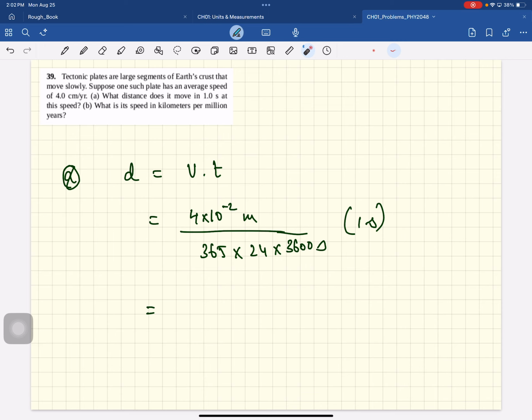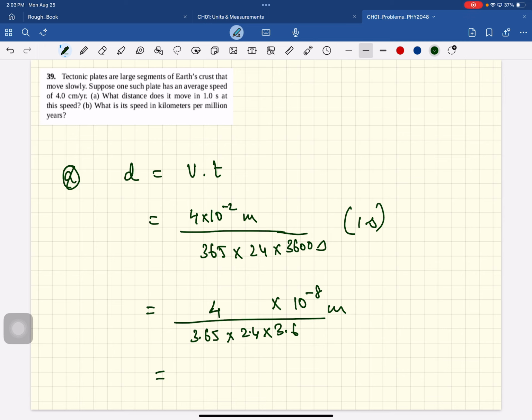And here's a little trick that I like to use. This is 3.65 times 10 to the 2, 10 to the 1, that's 10 to the 3, and 10 to the 3, that's 10 to the 6, and then when it comes up it becomes 10 to the minus 8. So 4 divided by 3.65 times 2.4 times 3.6 times 10 to the minus 8 meters. You can do it any way you like, so I'm just showing you the way I do it.